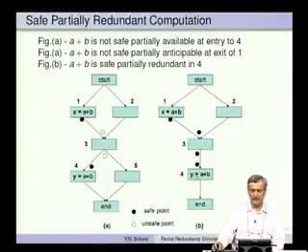So, this computation is safe partially redundant. So, it is locally anticipable. So, it is computed locally and safe partially available along this path. So, it is safe partially redundant.